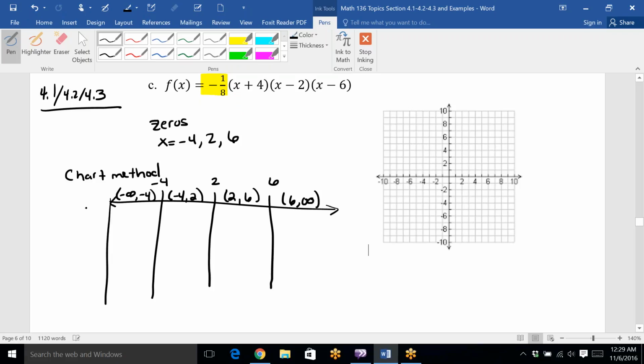So when you go to pick your test values, the first thing you should write underneath here is all the factors including the -1/8. I know there's not an x there, but it still has to be included because it changes the sign. So we list all of our factors. We're going to pick our test values. So I would pick -5, maybe 0, +4, and 7. This -1/8 is just going to make everything negative.